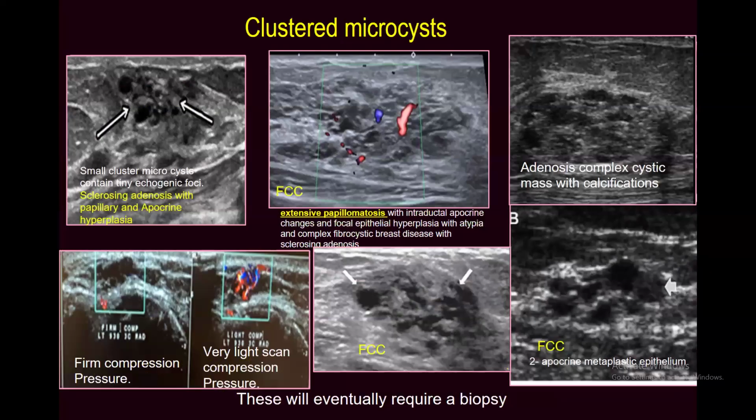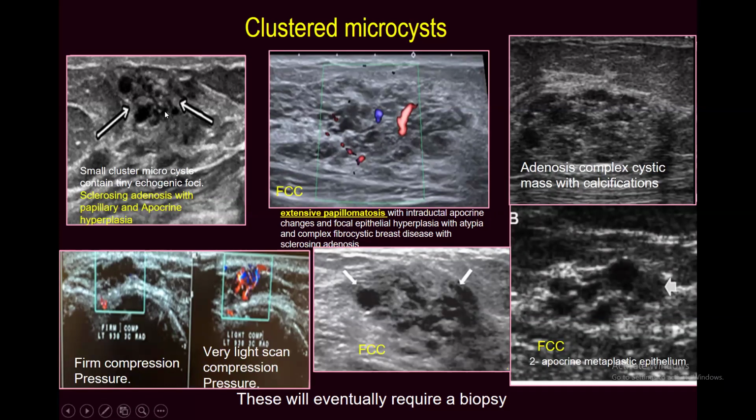Here we can see some examples of a suspicious microcyst. In this case, this is apocrine metaplasia, a benign process. This is again adenosis complex, you see. And in this example, another example of fibrocystic changes affecting part of the acini while the others are not, appearing as complex rather than just simple microcystic lesions. And here another example of fibrocystic but proliferative types with extensive papillomatosis.